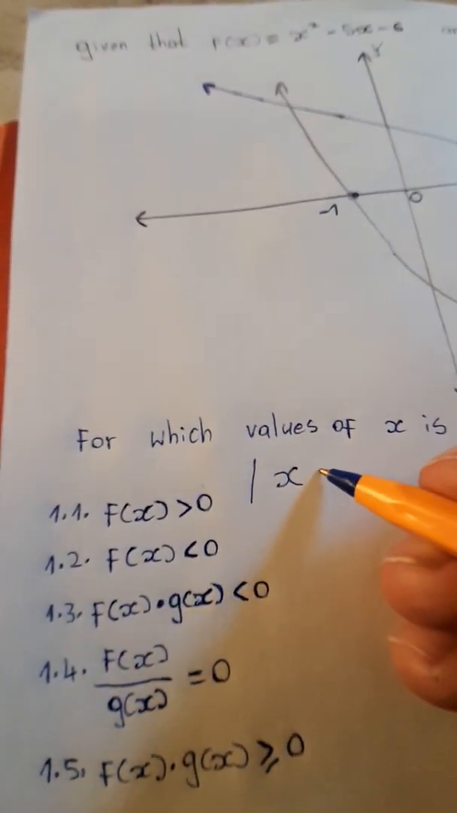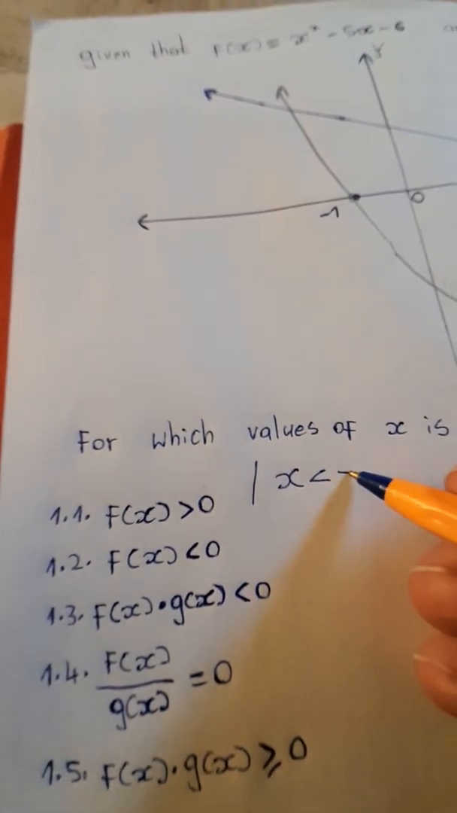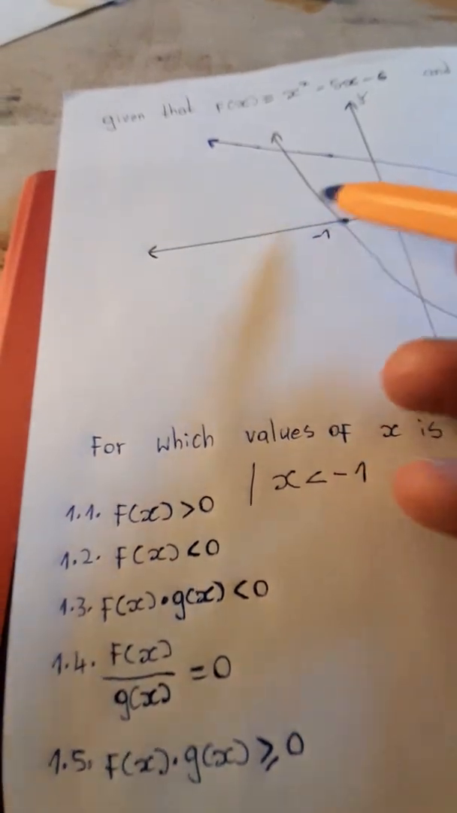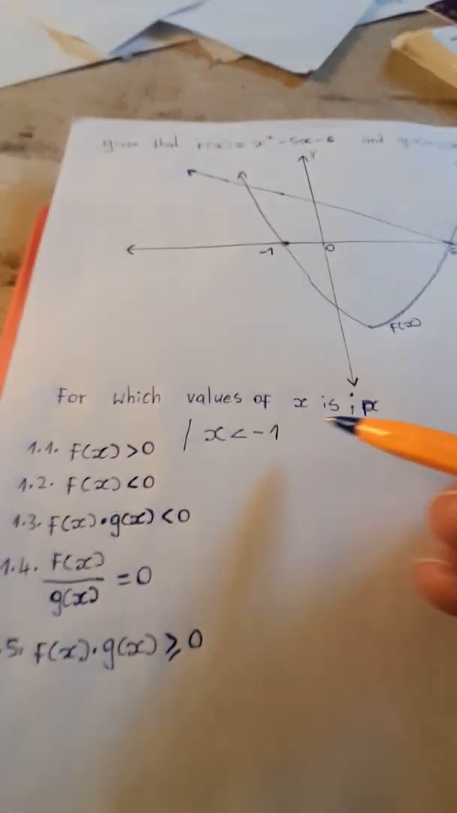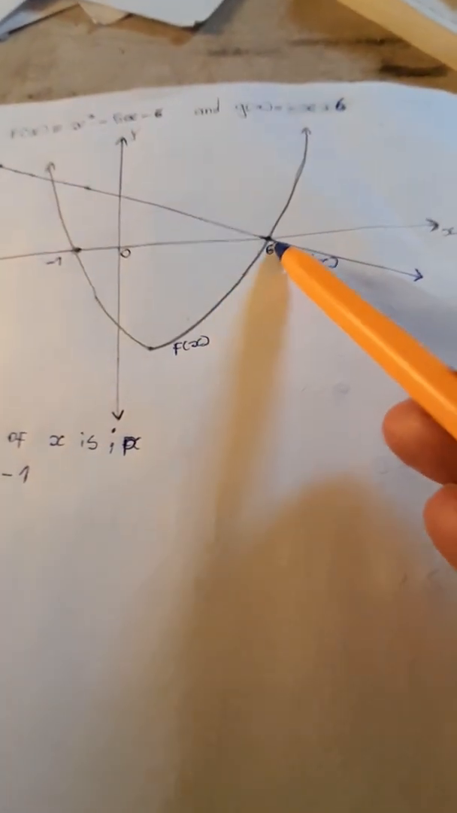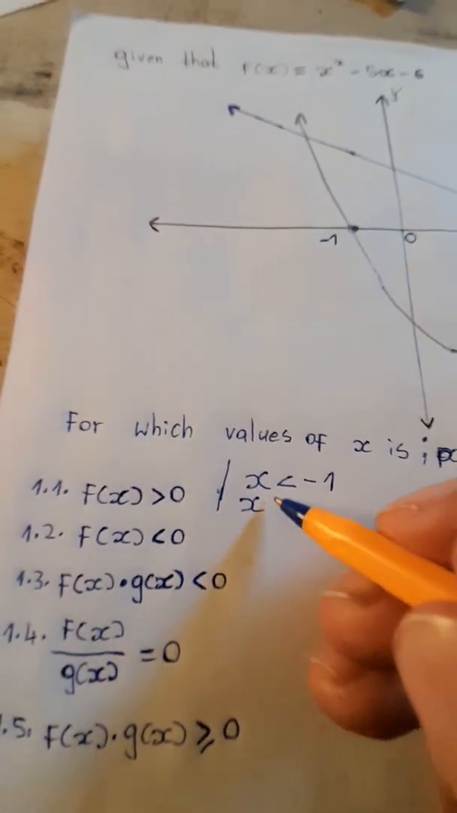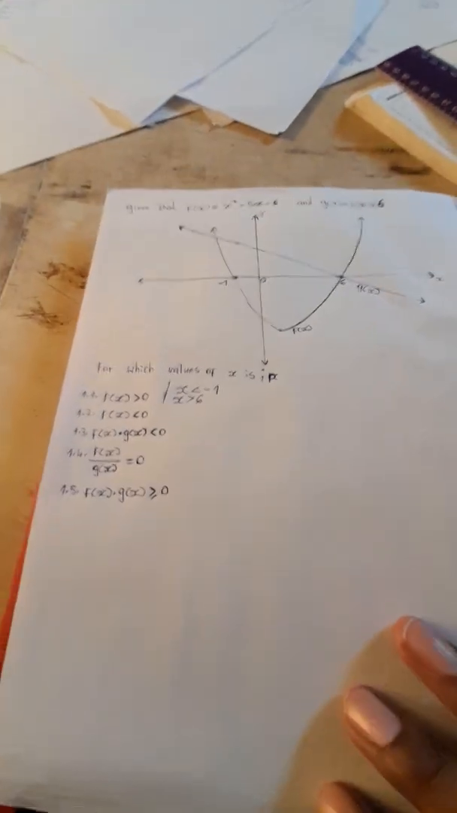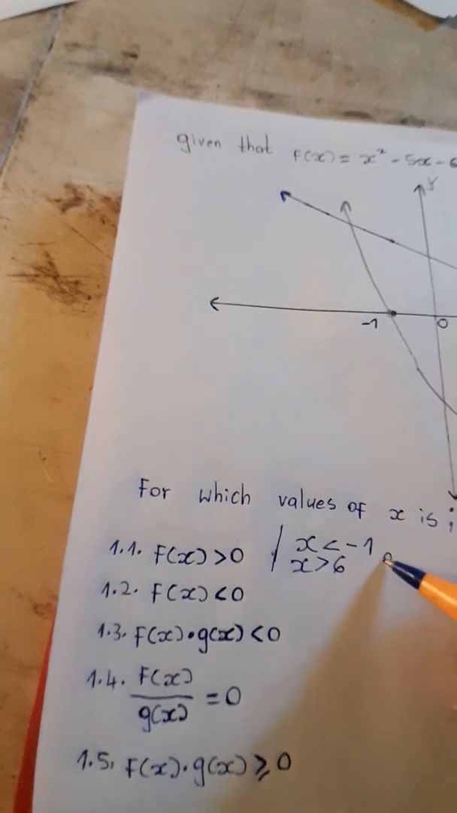It is only greater than 0 when x is less than -1, because if you put in values less than -1, like -3, we'll get a positive value here. And then it is also greater than 0 when x is greater than 6. If x is greater than 6, then we will have positive y values there. Don't forget to put "or" here.